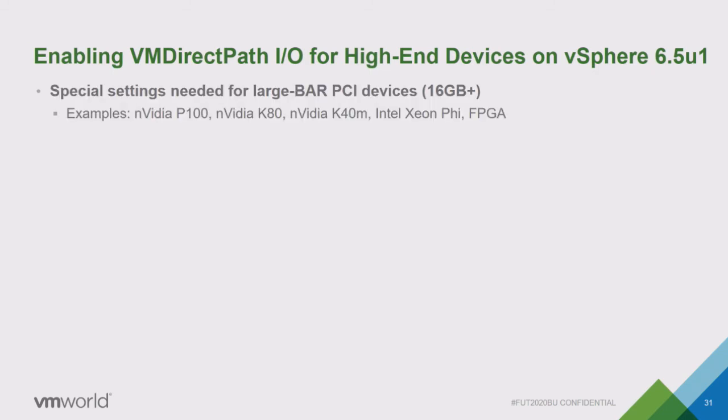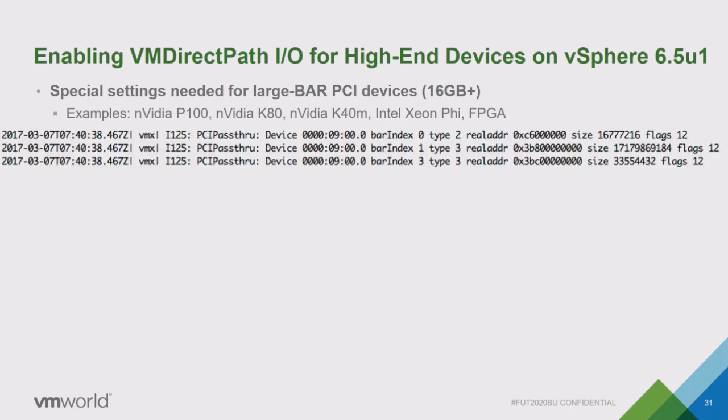The trick here is that these high-end devices have what we call large BARs. A BAR is a base address register. Think of it as the amount of memory that a PCI device maps so that it can interact with the host. Large BAR devices use more than 16 gigabytes of mapping, and that large size causes us to have to do a few additional things in order to get this working. Some examples of large devices are listed there for your reference.